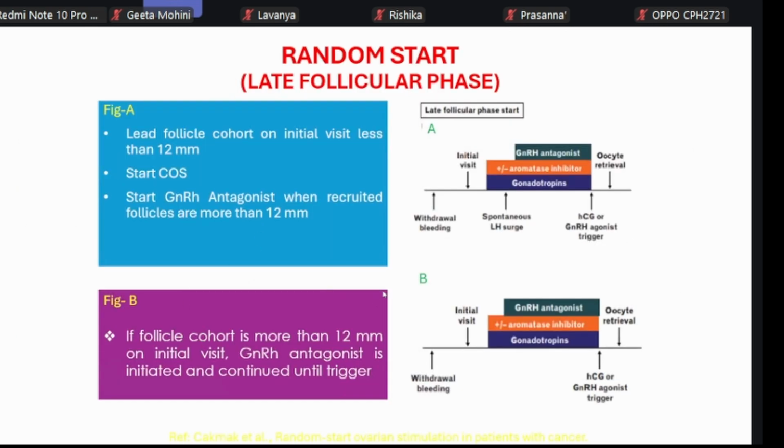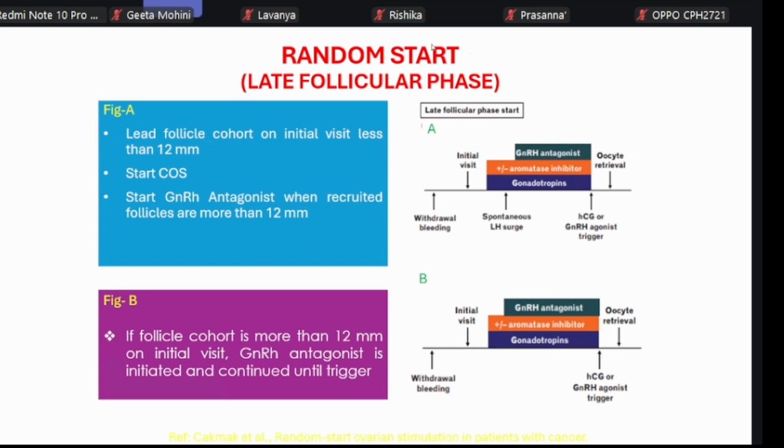So this is one more new concept, random start ovarian stimulation. In conventional stimulation, we start on day 2 or day 3 of the cycle. But in random start, we can start ovarian stimulation on any day of the cycle. This is a very good concept which came lately, and nowadays we are doing so many random start stimulations.